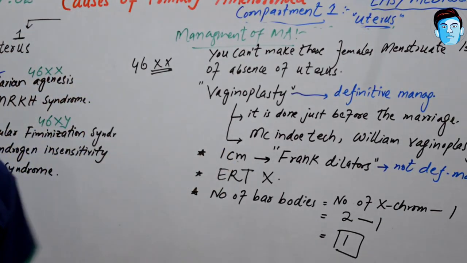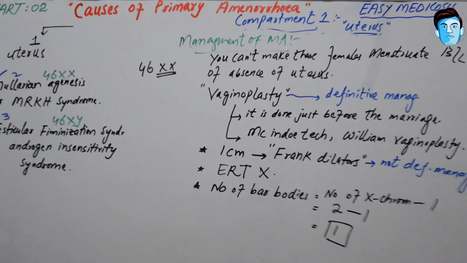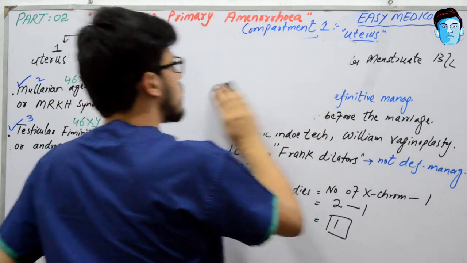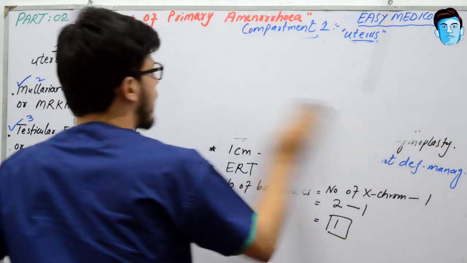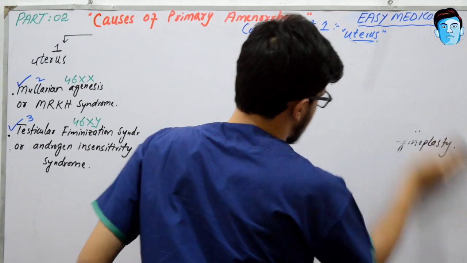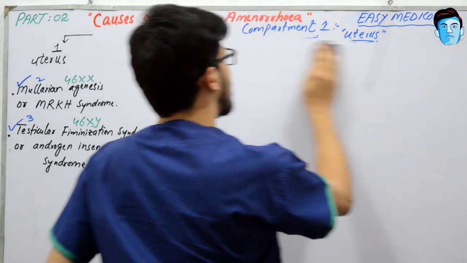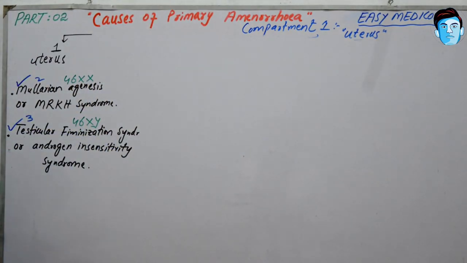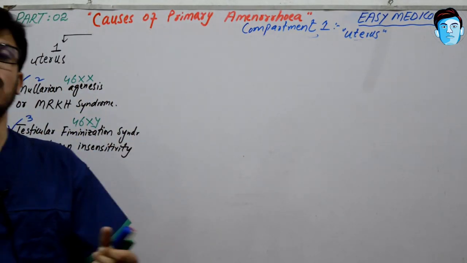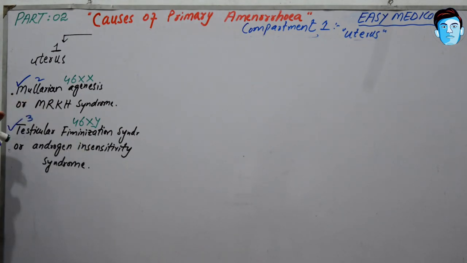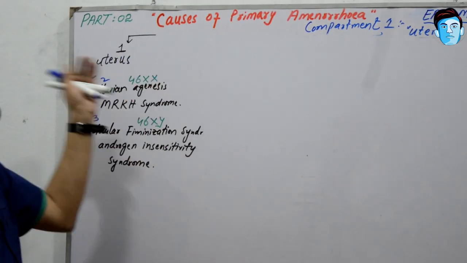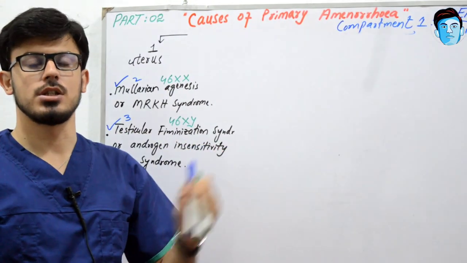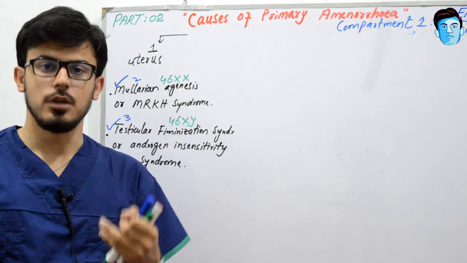So students, that's all about the first cause in this compartment, Mullerian agenesis, which is also called MRKH syndrome, standing for Mayer-Rokitansky-Kuster-Hauser syndrome. Now let's discuss another cause of primary amenorrhea related to the uterus, that is testicular feminization syndrome, which is also called androgen insensitivity syndrome.